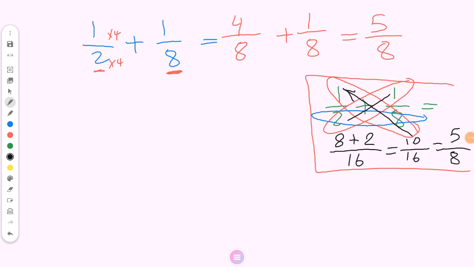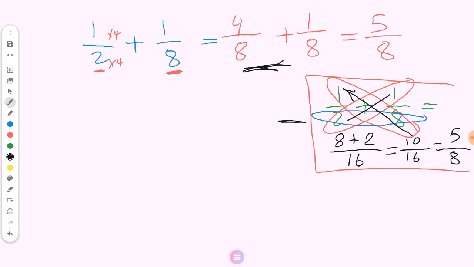Okay, so you can use this way or this way. Actually, the butterfly way is easy for easy numbers, okay? But if you have hard numbers, you have to simplify first, then use this method or this method, it's okay. You can use any one of these, okay?